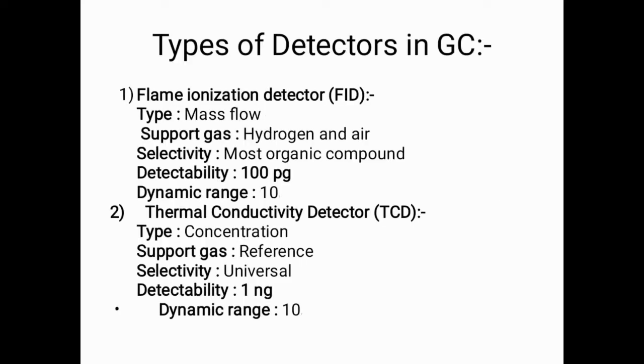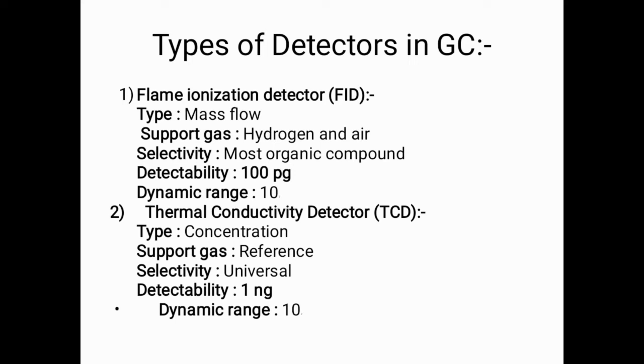The different types of detectors used in gas chromatography are, first, the flame ionization detector. It is selective for most organic compounds. Hydrogen gas is used as a carrier gas. It can detect up to 100 picograms. Its dynamic range is 10^7.